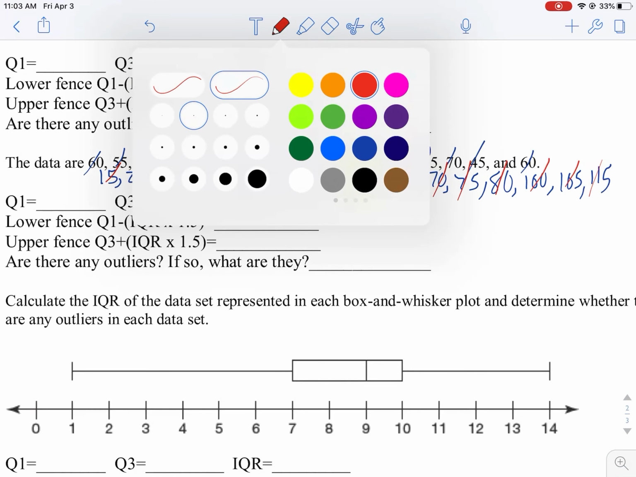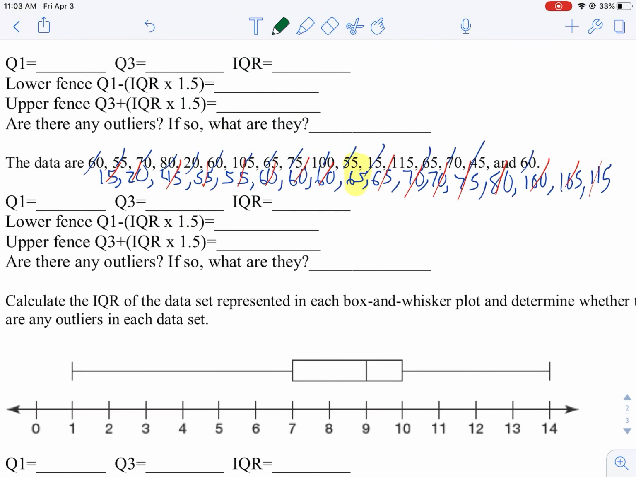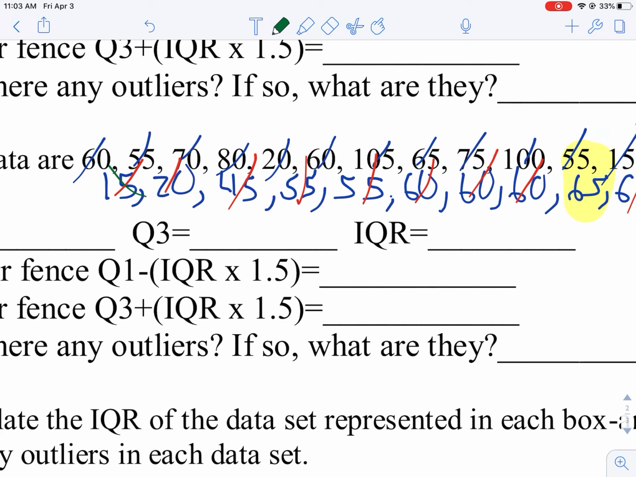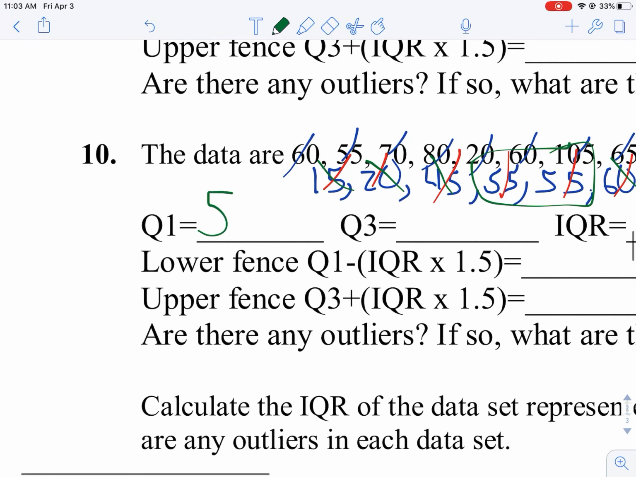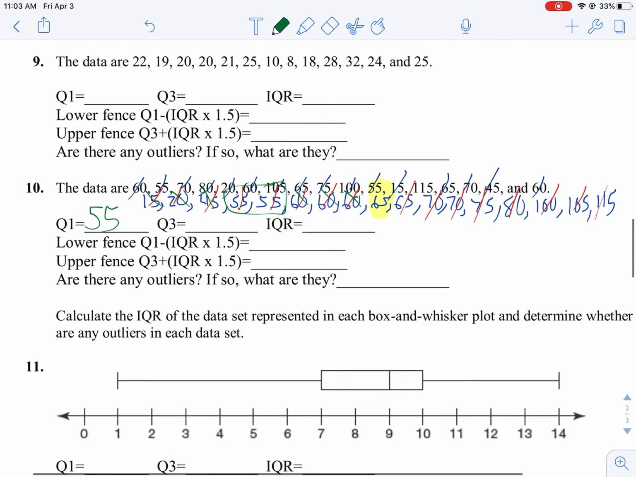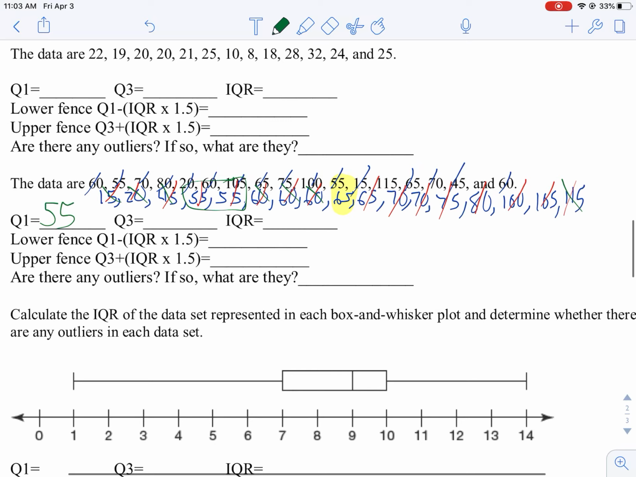So now we're gonna go through and find Q1 and Q3. Boom, boom, boom, boom, boom, boom, and then I have 55. Obviously, if we add them together, divide by 2, like we've been doing, Q1 is going to be 55. Okay, Q3, same deal. And then that's going to be 77. So 75 plus 80 over 2.